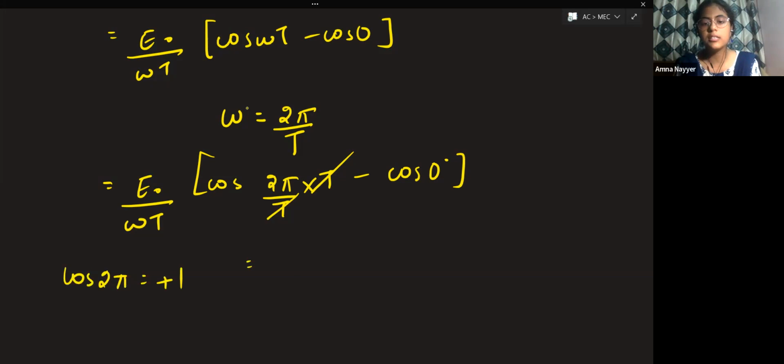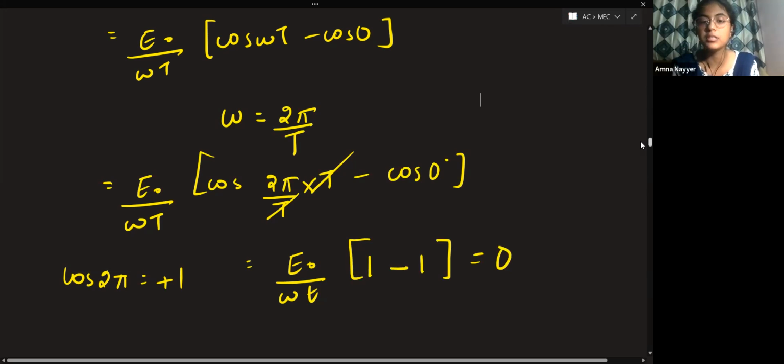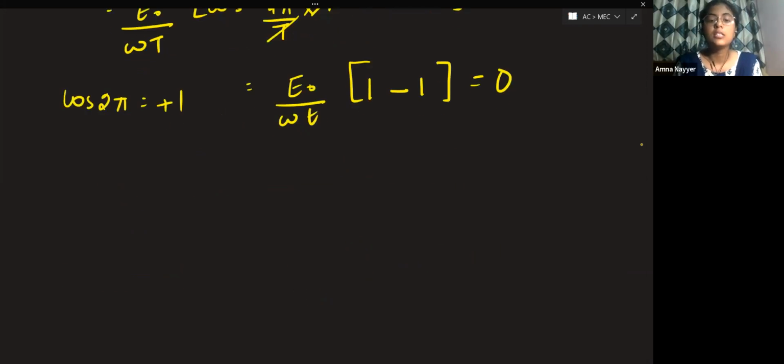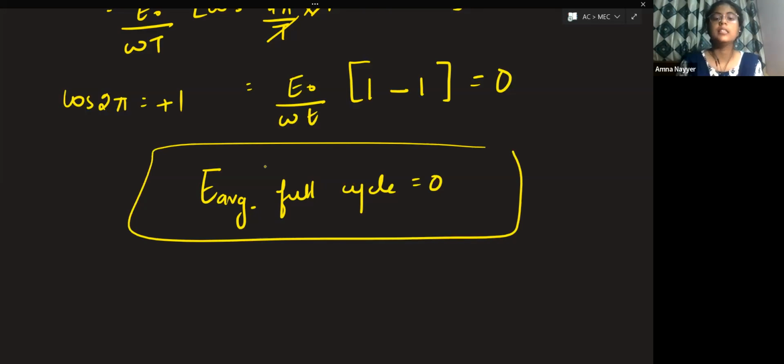So see, what is the final answer? E naught by omega T, cos 2 pi is 1, minus cos 0 is also 1. What's the average value that is coming for the entire circle, this entire rotation? 0. So E average for the full cycle is simply 0. This is the average EMF for the full cycle. It will be simply 0.